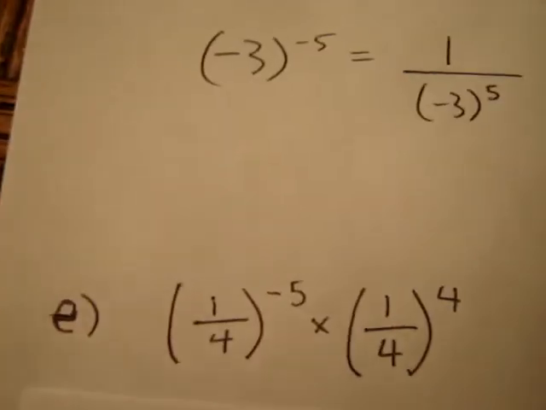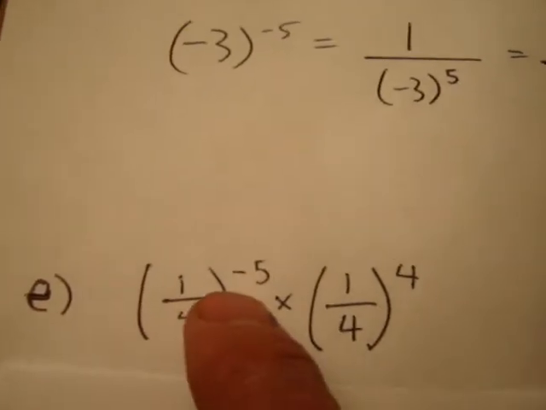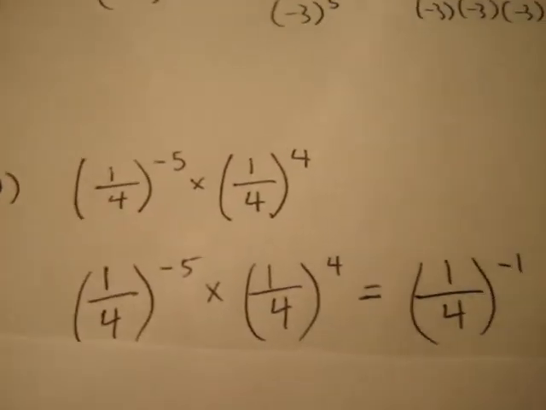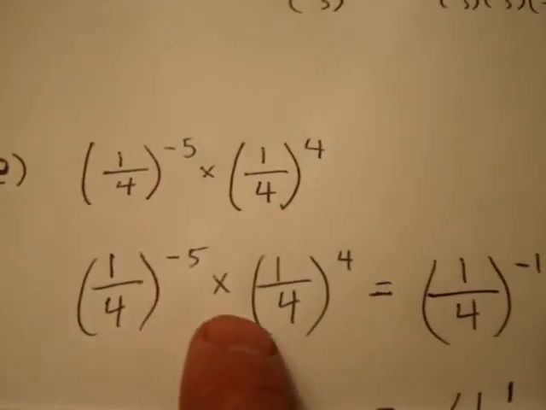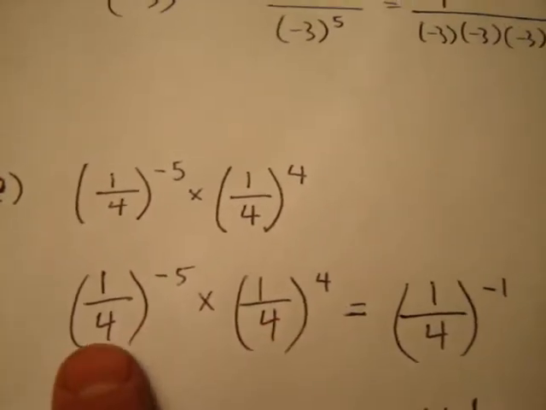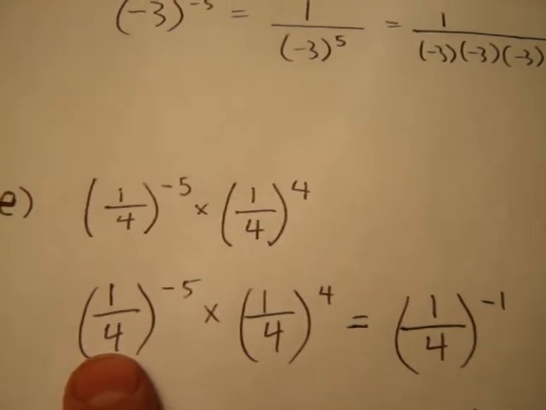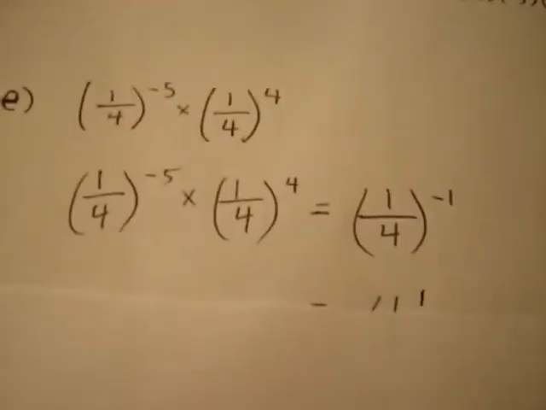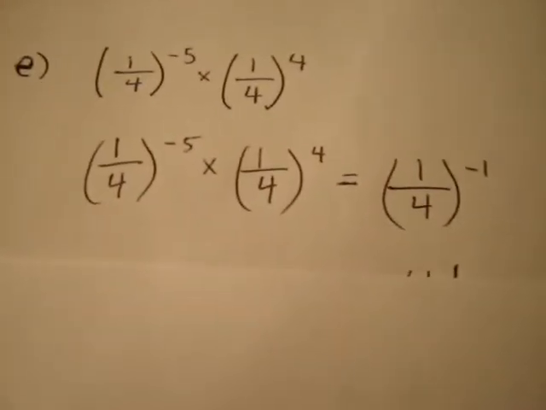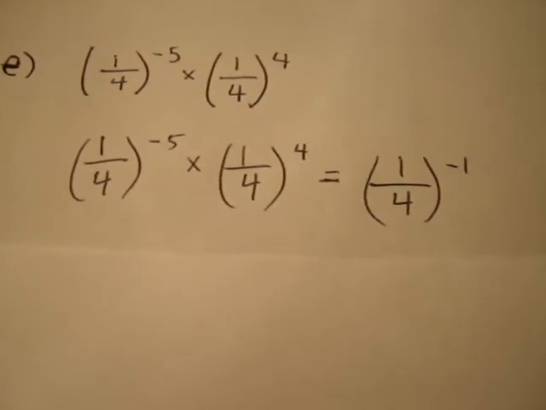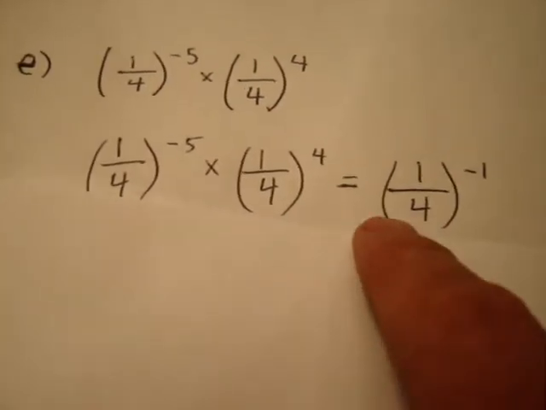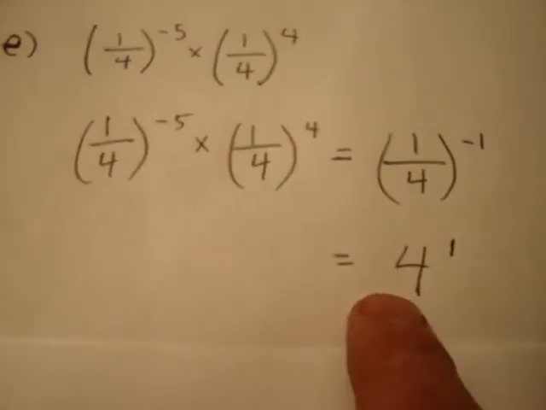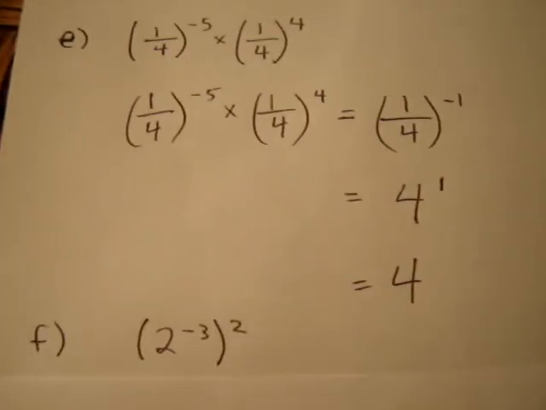Our next example, 1/4 to the negative 5 times 1/4 to the exponent 4. Well, since we have like bases, we use the product rule and we just add the exponents. Negative 5 plus 4 is negative 1. So we have 1/4 quantity to the exponent negative 1. Well, in order to evaluate that, we simply have to take the reciprocal of the base and change the sign of the exponent. So it becomes 4 to the exponent 1, which is, of course, 4.